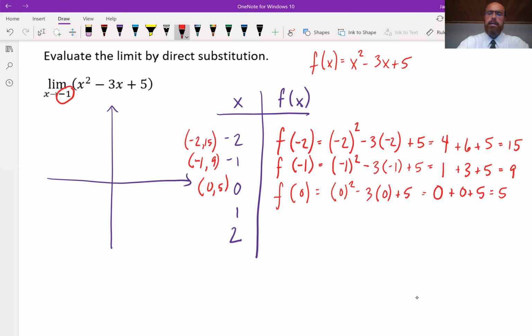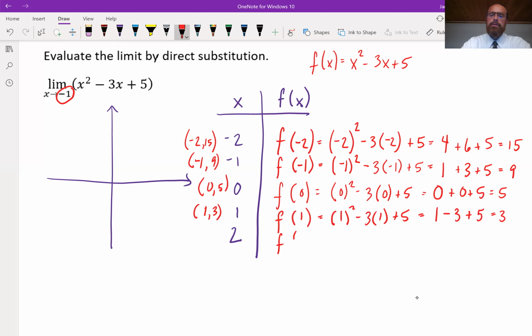Let's evaluate these last 2 points, f at 1. 1 squared minus 3 times 1 plus 5. 1 squared is 1, minus 3 times 1 is 3, plus 5. 1 minus 3 is negative 2. Negative 2 plus 5 is 3. That's the point 1, 3.